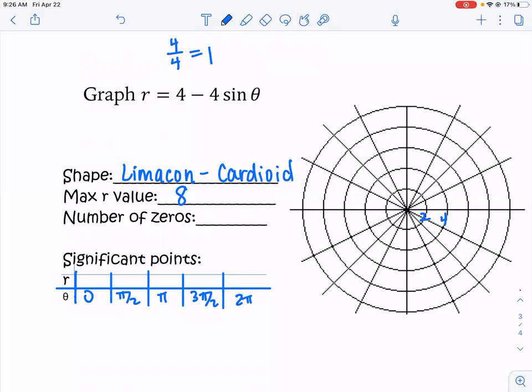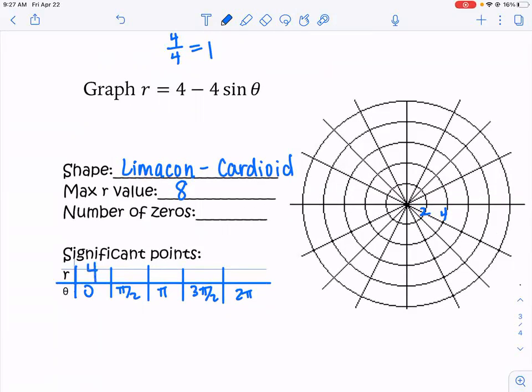Yep, because technically I shouldn't call it a negative, it's a subtraction. We're either adding or subtracting. So it's just telling us where our cardioid's going to be. It's not attached to B. All right, the sine of 0, everybody, the sine of 0 is 0. So 4 minus 4 sine of 0 would give us 4.